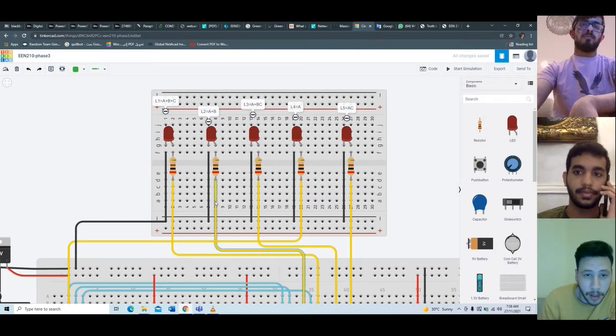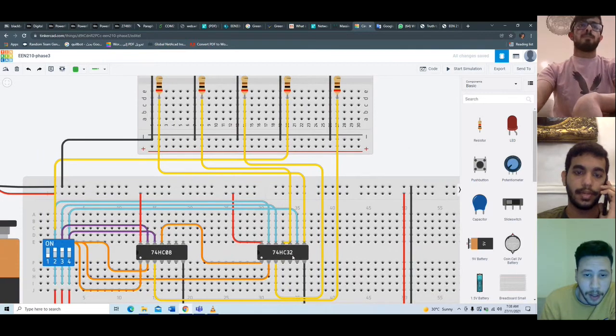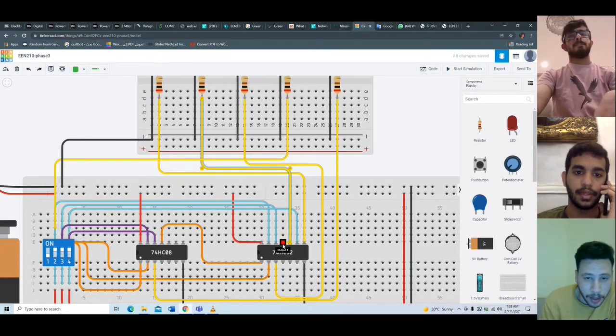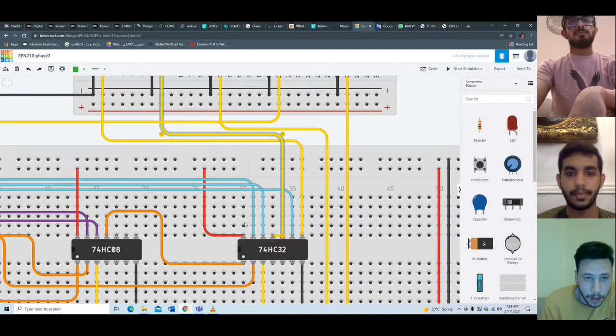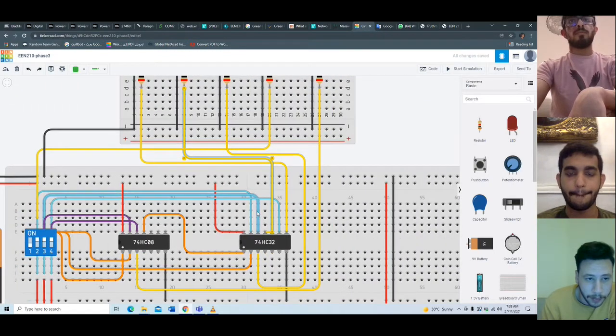For the second lamp, which is A plus B, if we press the wire, we can see that this is the output, which is coming from this wire and this wire, which are A and B, connected directly to the switch.